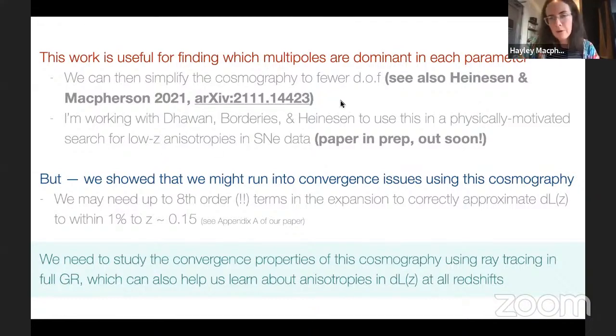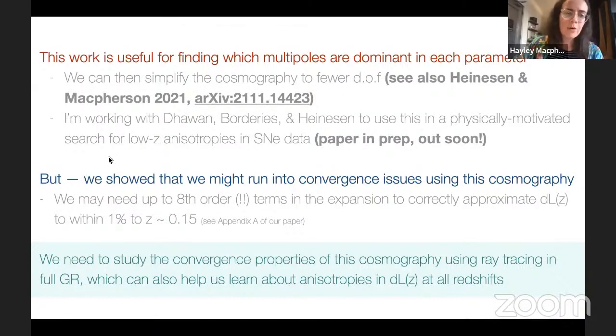And another paper I'll flag is a recent paper of Asta and mine, again at this archive number here, where we also simplified the cosmography to fewer degrees of freedom by, for example, as Tim mentioned, assuming our observers are geodesic, and also by using the silent universe, or an extension of the silent universe models, which I can say a bit more about if people are interested.